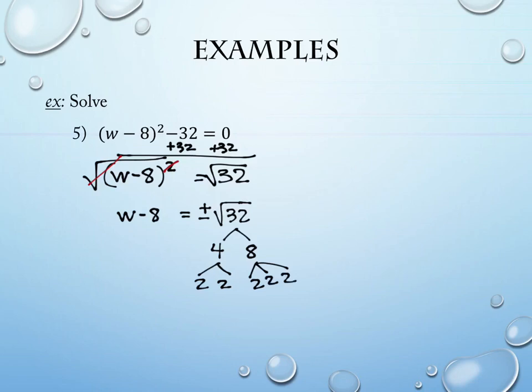So there are these two 2's and these two 2's, and this one gets left underneath the radical. So I still have the plus or minus. I'm pulling out a 2 from here and here. 2 times 2 is 4. This 2 that's underlined is left still underneath the radical. And w minus 8 is still on the left-hand side.